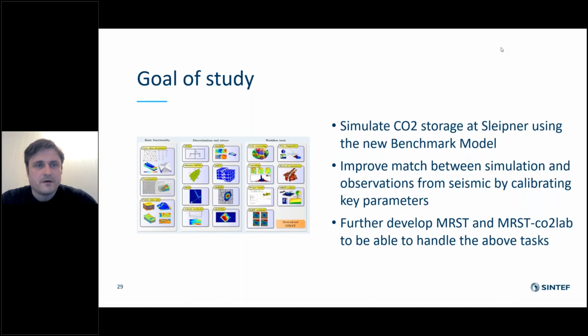So the goal of this study was to take the new Sleipner benchmark model and use it to simulate the CO2 storage operation between 1996 and 2010. We further seek to calibrate the model by tuning key parameters to obtain a better match with the actual observed data of plume development. We also benefit from this work to further the modeling capabilities of MRST, which is our in-house open source software, to handle these tasks. Next slide, please.